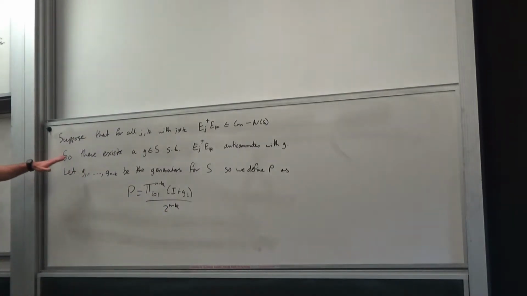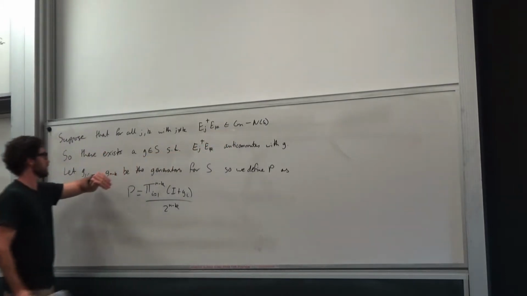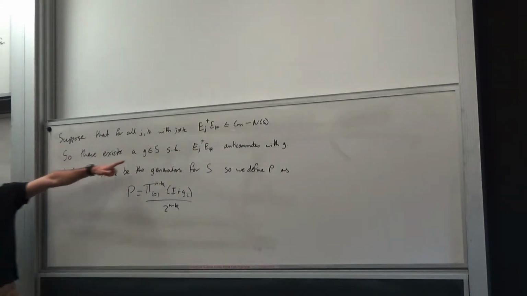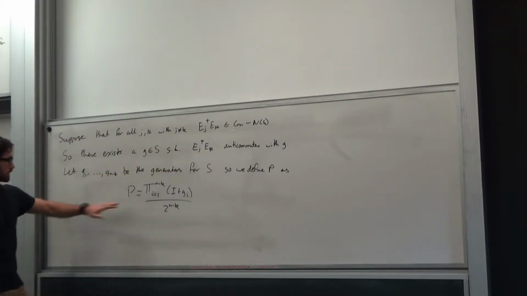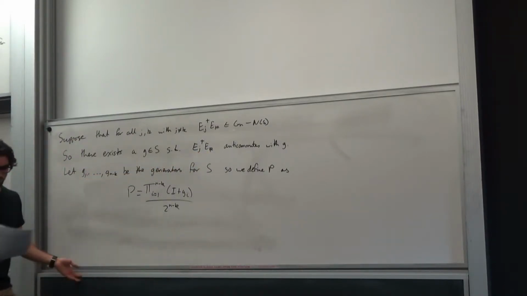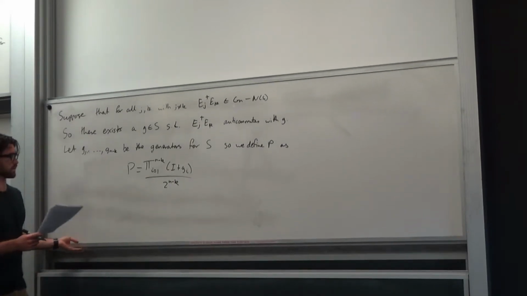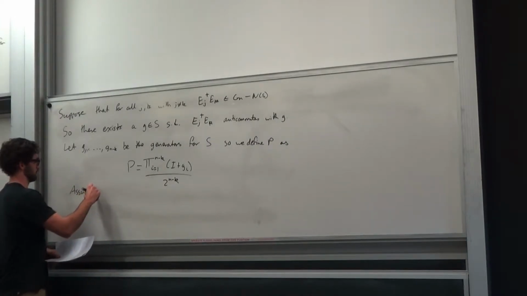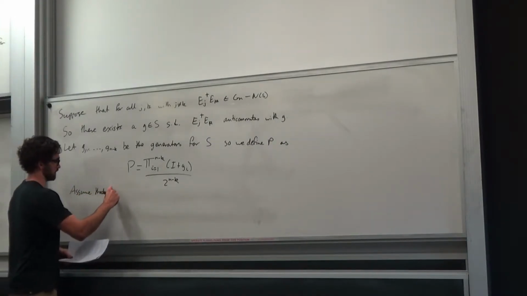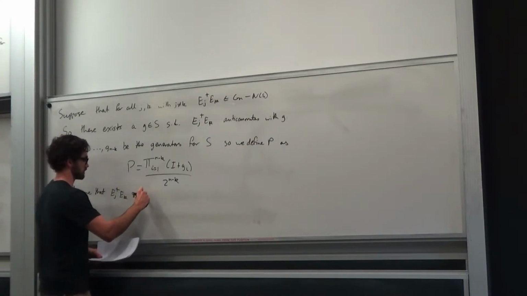All right, so we're considering the case when this product is not in the normalizer. That means there exists a G in this stabilizer that anti-commutes with this. And we're going to find the projector like we did in that last proof. We're just going to assume that E_j dagger E_k anti-commutes with G1.